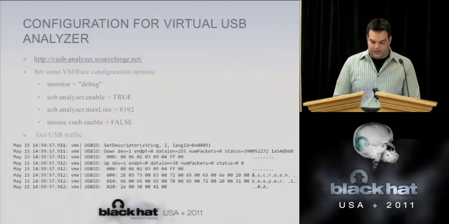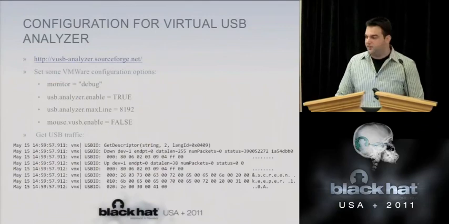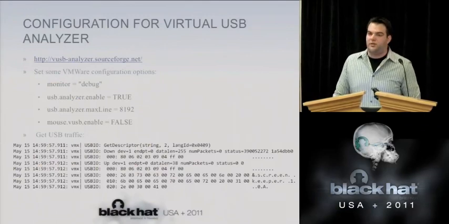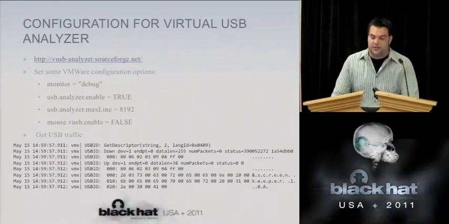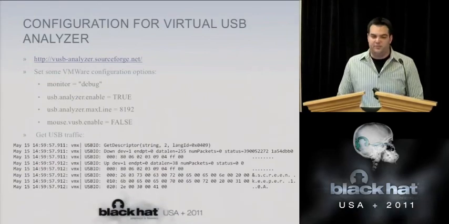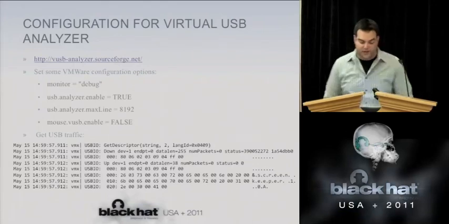All right, so just in general, I'll breeze through this. All you really need to do is change your configuration file to enable debug logging for USB traffic. Once you set that, you just plug in your USB device, hook that USB device up to the virtual USB interface on the VM, and you get a nice log of information that you can parse through.